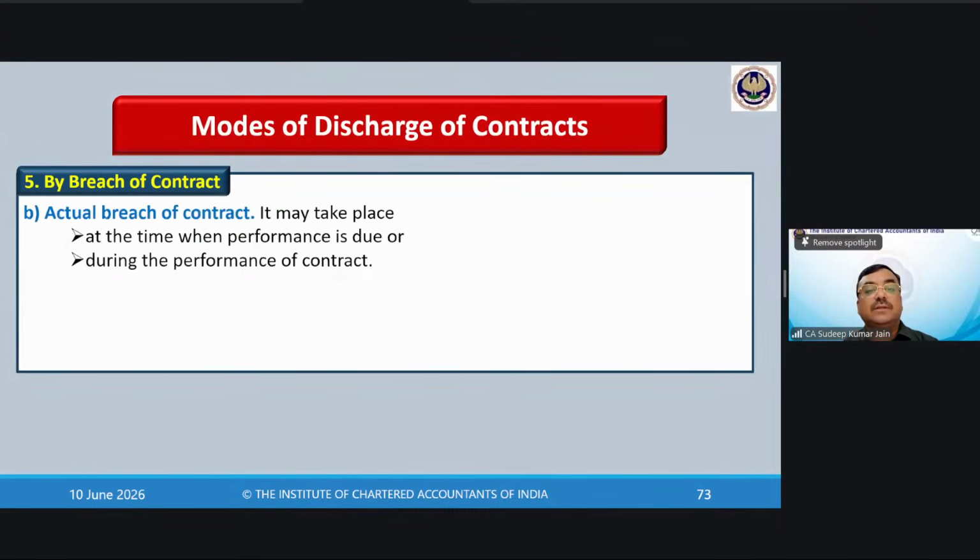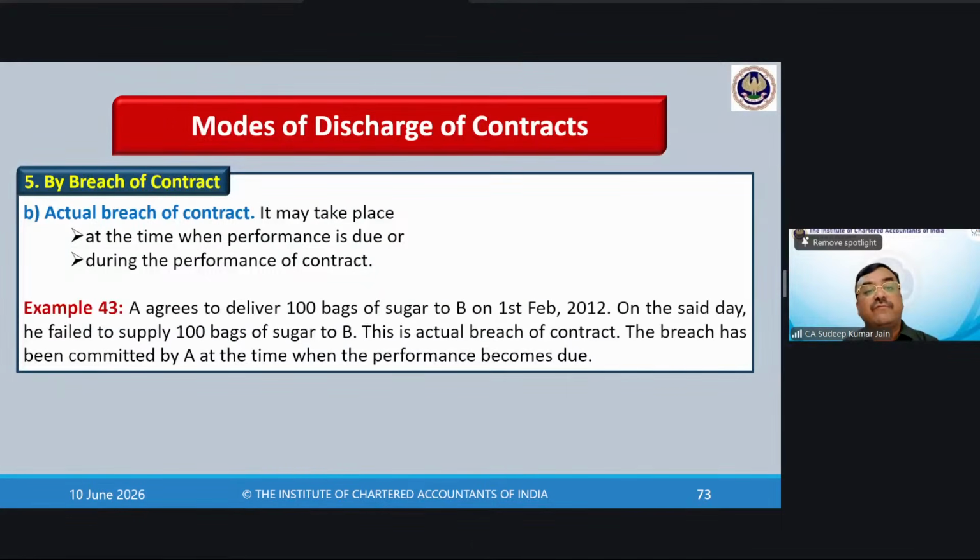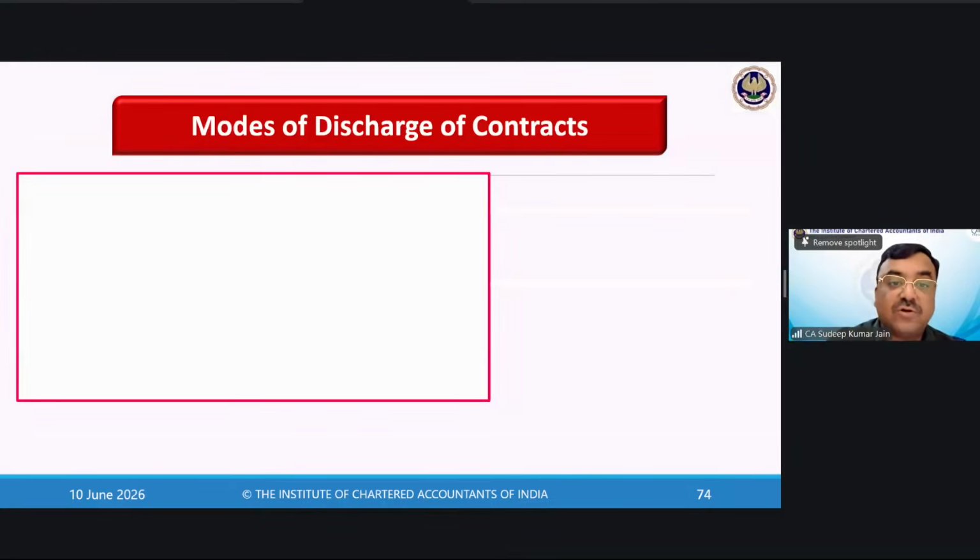Actual breach: it may take place at the time when the performance is due or during the performance. A agrees to deliver 100 bags of sugar to B on 1st February 2012. On the said day, that is 1st February 2012, he failed to supply 100 bags of sugar to B. This is actual breach of contract. The breach has been committed by A at the time when the performance became due. During the performance or on the due date, it is called actual breach.